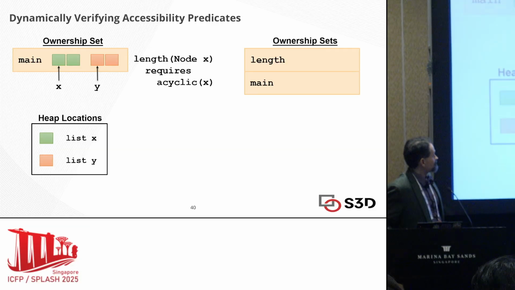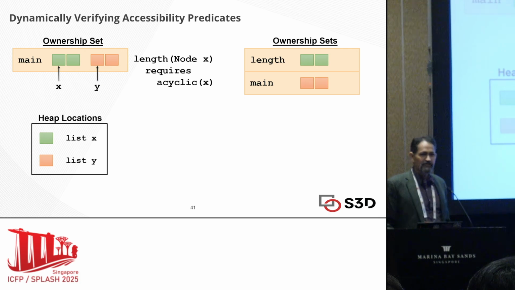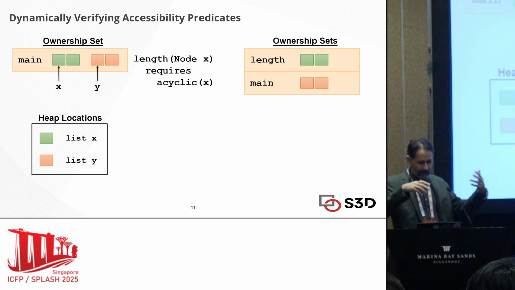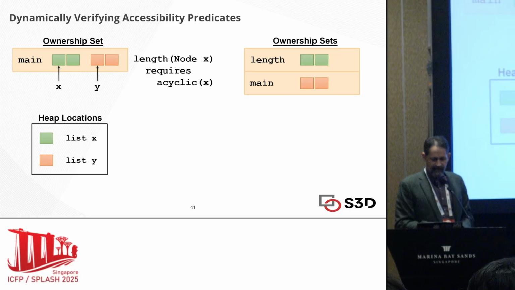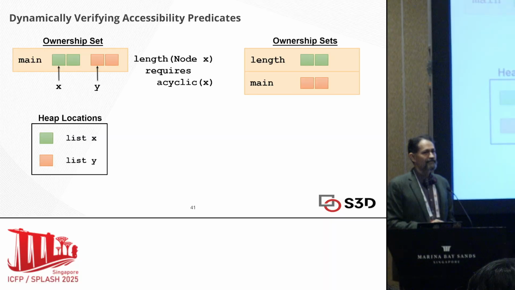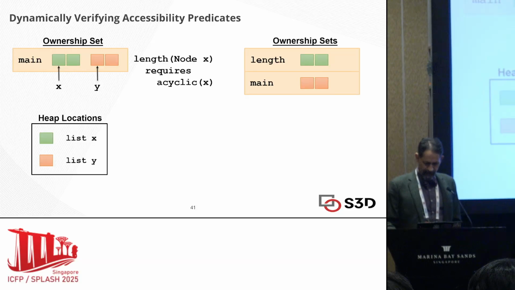Well, we passed acyclic of X into it. And so our runtime system is going to actually enumerate all those things that are in X and pass their ownership to length, right? Because main still owns Y, we want to make sure that length can't change it. In this case, length is probably just computing the length, so that's fine. But it could be ill-behaved, so our runtime system will make sure it works.